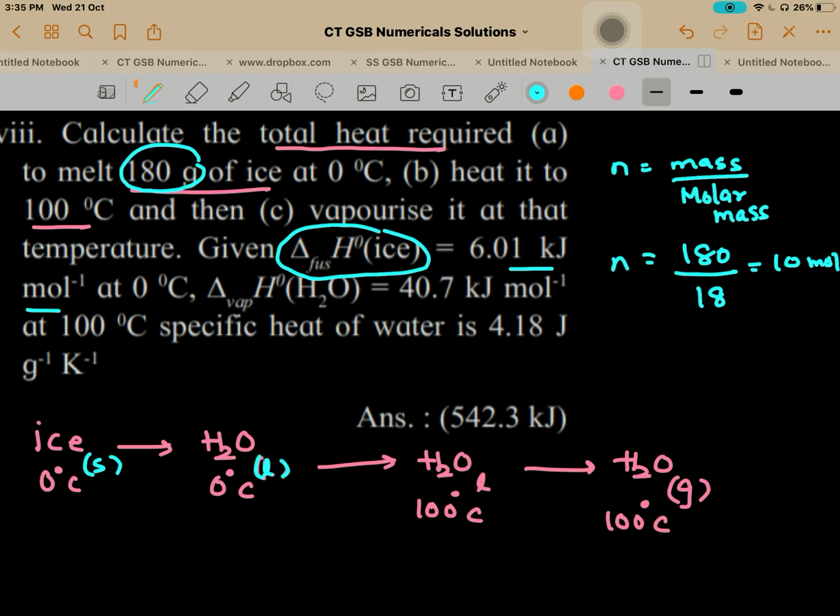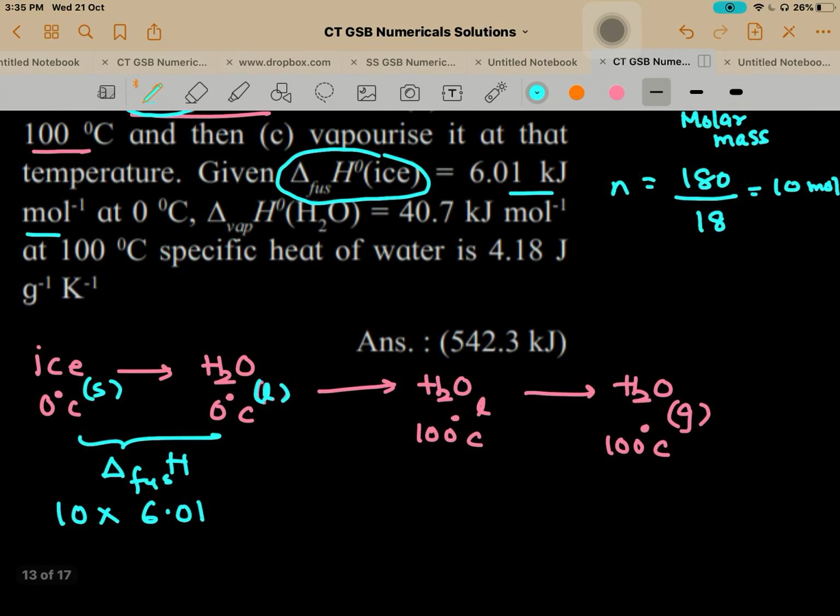Before that, what is this? This is enthalpy of fusion per mole. So for 10 mole, it will be 10 into 6.01. Is this clear to you? 6.01. Now, check the second part. See what is happening here? State is not changing. It is liquid water to liquid only. But what is changing? Temperature is changing.